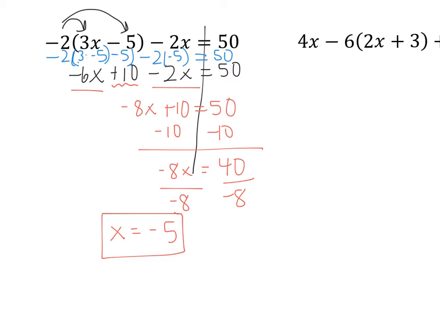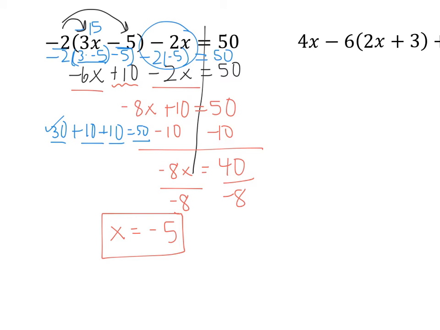So 3 times negative 5 was negative 15. So negative 2 times negative 15 is 30, and negative 2 here times negative 5 is positive 10, minus, and then right here, negative 2 times negative 5 is positive 10. So we're actually going to say plus 10, and that had better equal 50. 30 plus 10 is 40, plus another 10 more is 50.